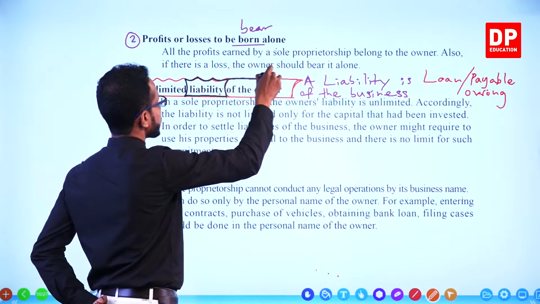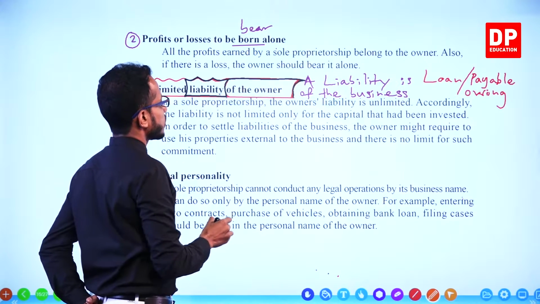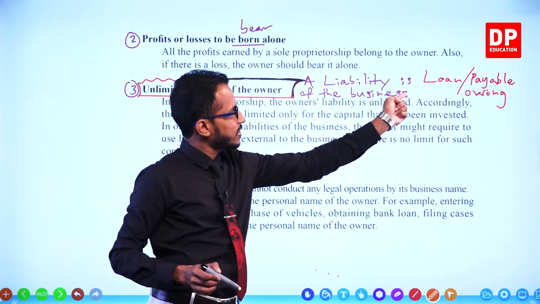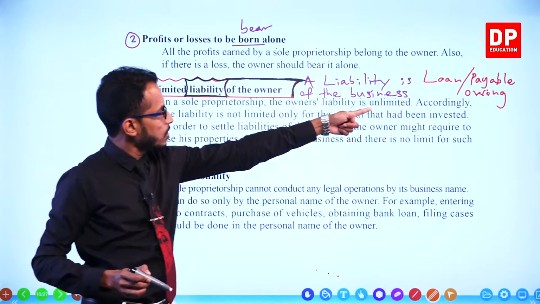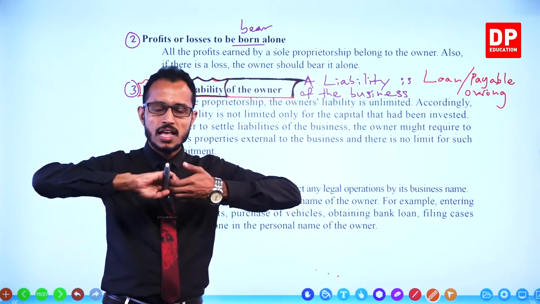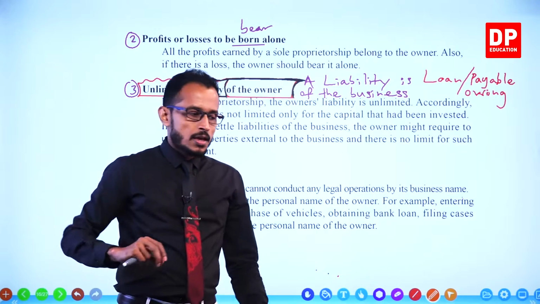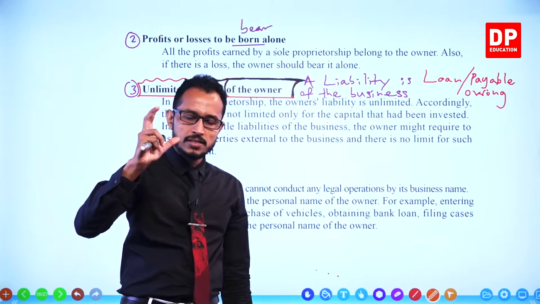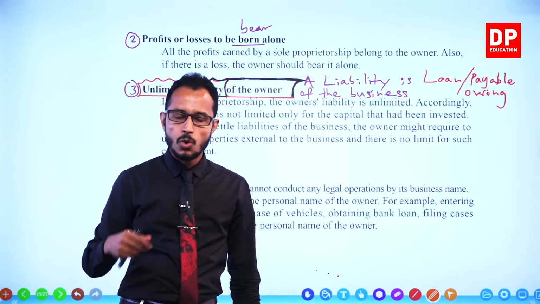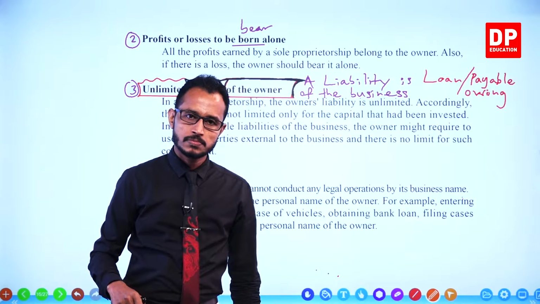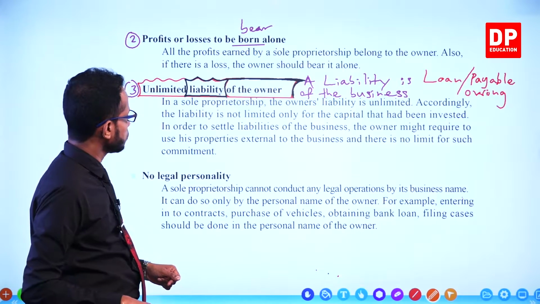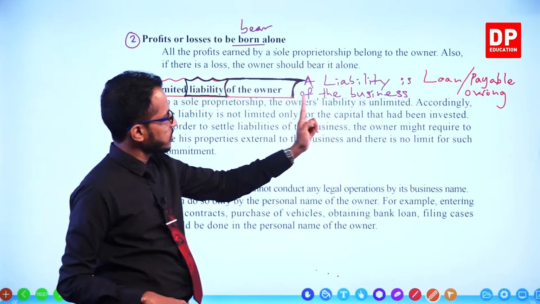A liability is a loan or a payable of the business, and the owner is bound by the business liabilities. Okay, he has to pay back the money even by sacrificing, committing his own assets, his personal things. Let's go through the text. In a sole proprietorship, the owner's liability is unlimited.